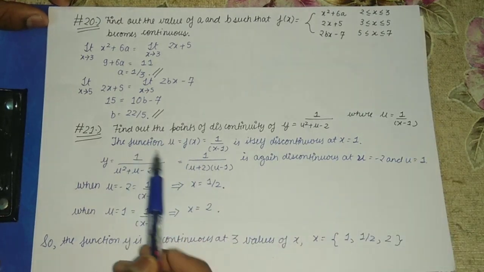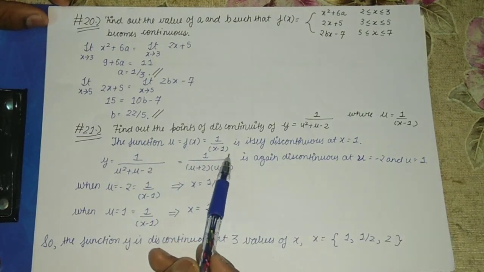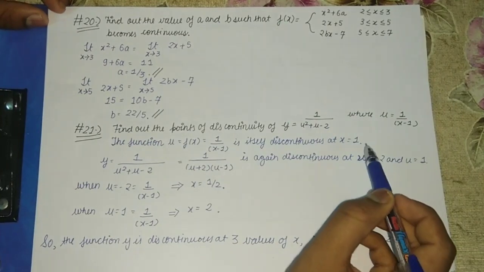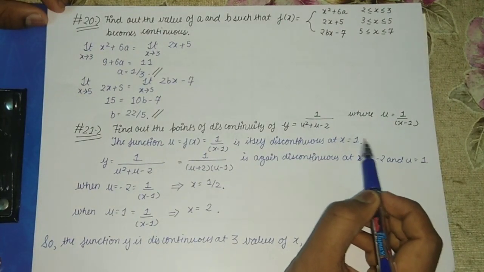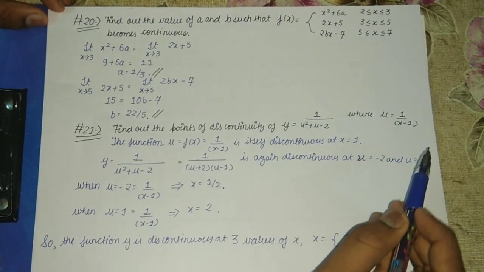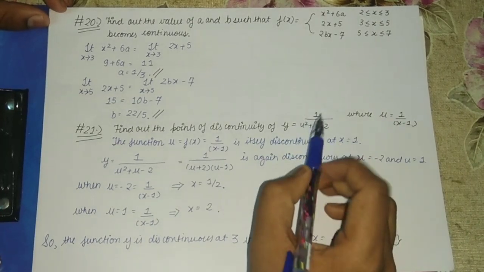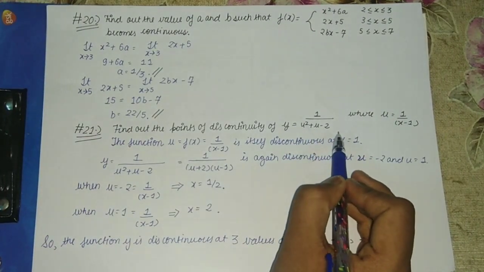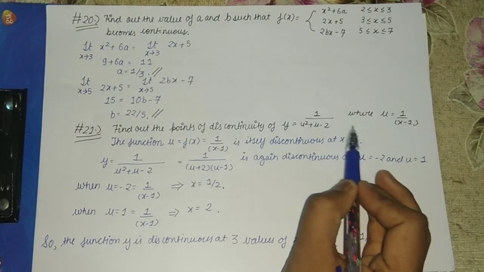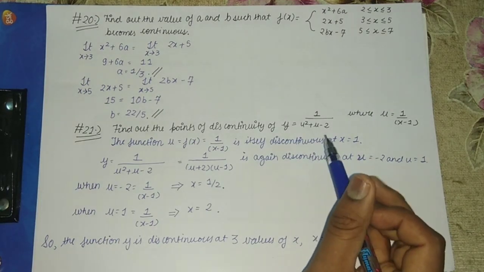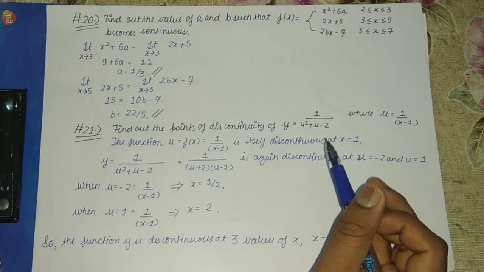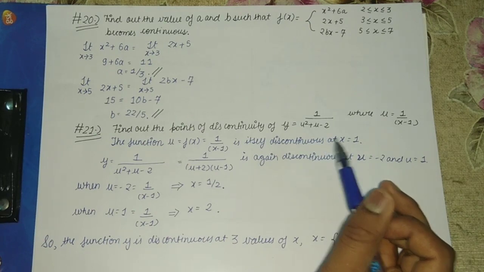Okay, so the function u is equal to f(x) is equal to 1 upon x minus 1, which is itself discontinuous at x equal to 1. So x equal to 1 is a point of discontinuity. Now looking for more points of discontinuity, we can write y equal to 1 upon u square plus u minus 2 as y is equal to 1 upon (u plus 2) into (u minus 1). So y is also discontinuous at u equal to minus 2 and u equal to 1.